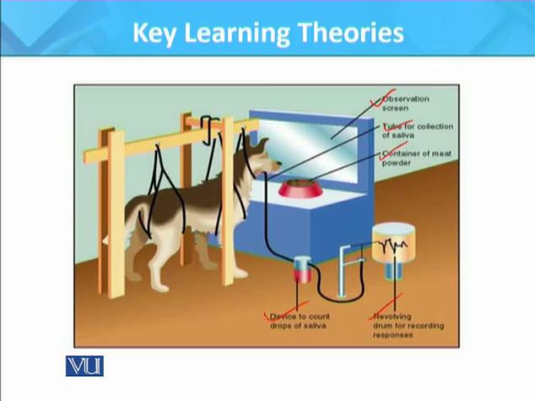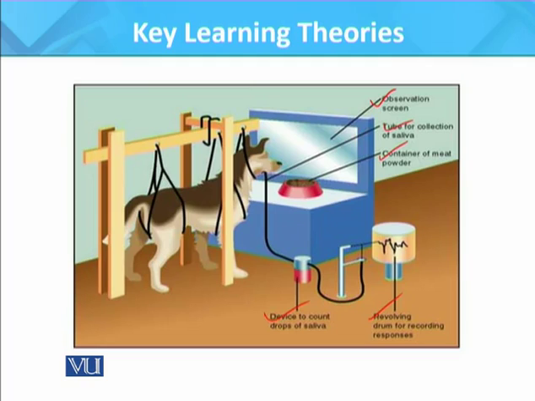Pavlov showed the existence of the unconditioned response by presenting a dog with a bowl of food and measuring its salivary secretions, as you can see in the image.